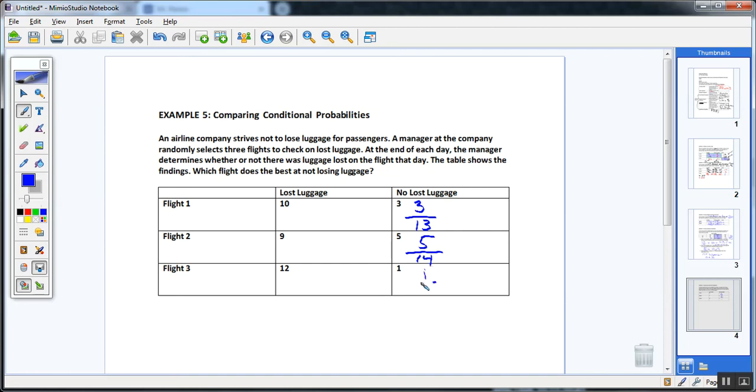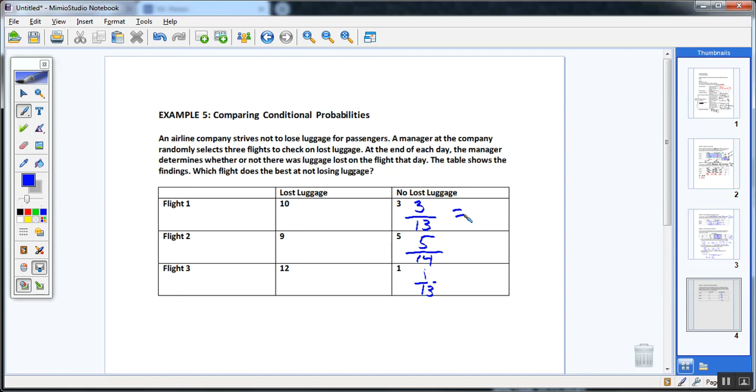Now, guys, when we're comparing conditional relative frequencies right here, which flight appears to have the best record for not losing luggage? Flight 2. Okay, we're talking about not losing luggage, which means we want the percent for not losing luggage to be high or low. That's 2. So how many didn't lose luggage here? 13. That would be 3 of them didn't, right? What percent is that? The highest percent.